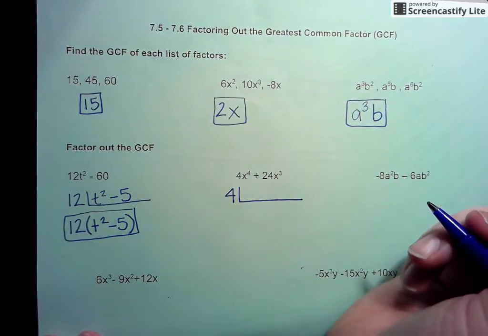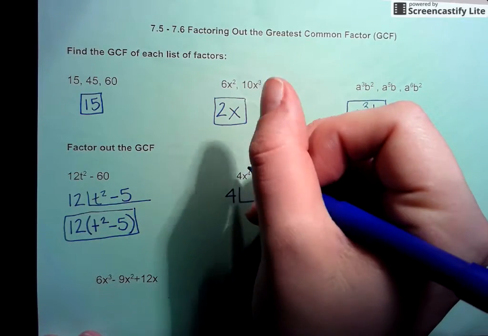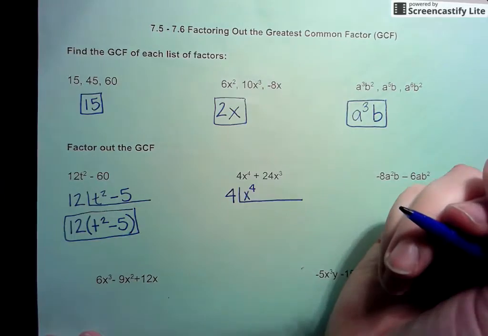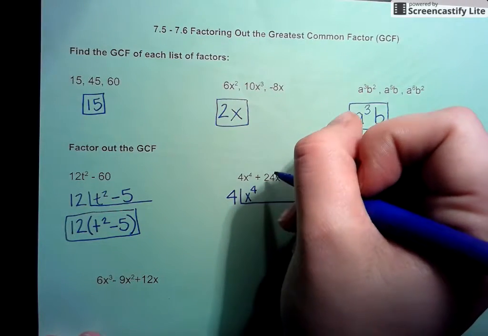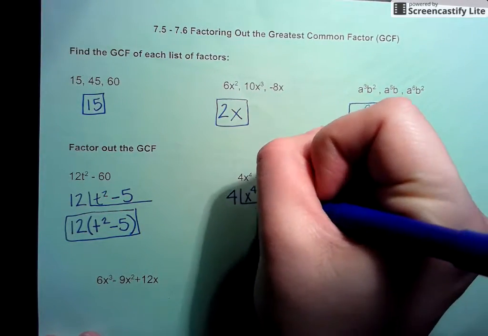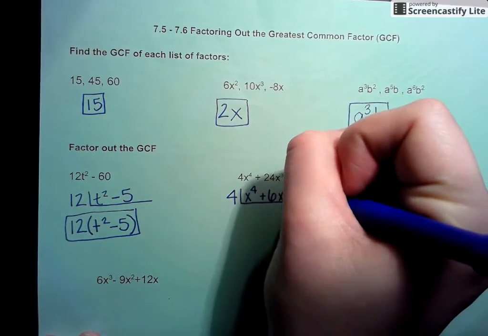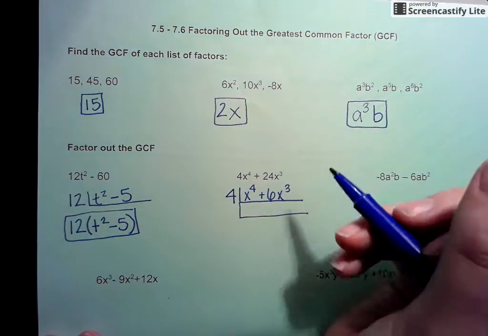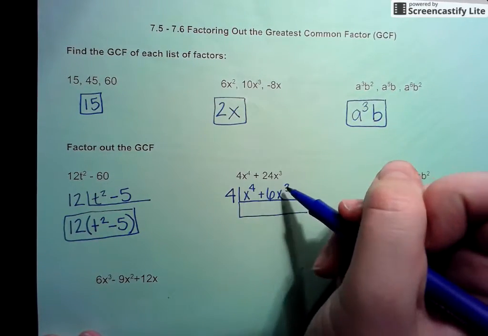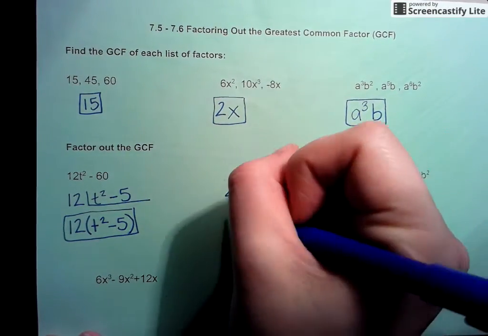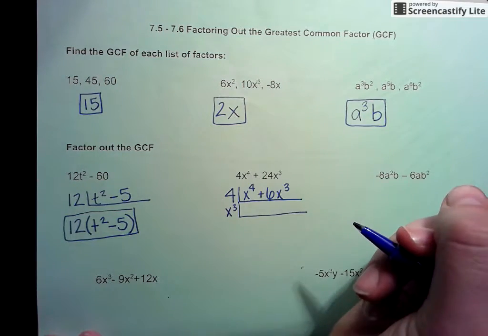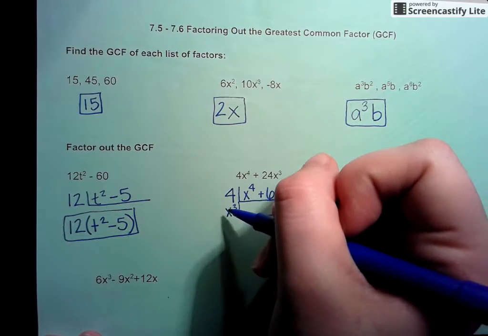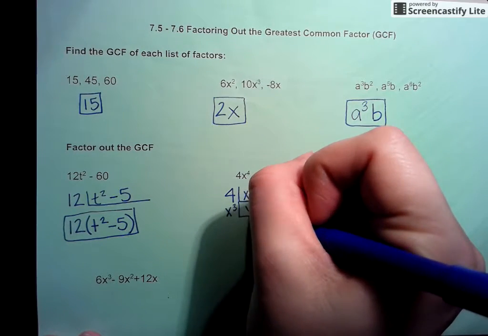So I'm going to look at the numbers first. So 4 times what gives me 4x to the fourth, that'd be 4x to the fourth. 4 times what gives me 24x to the third, and that would be plus 6x to the third. Now I also can factor out x's. So I have 4 here and 3 here. So the most I can take out of both of them is 3 x's. So if I have 4 x's and I take away 3, I'm going to be just left with x.